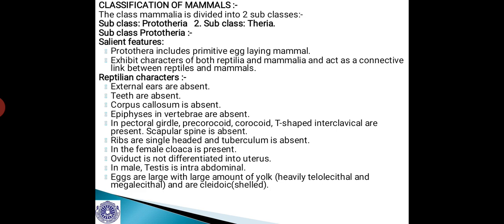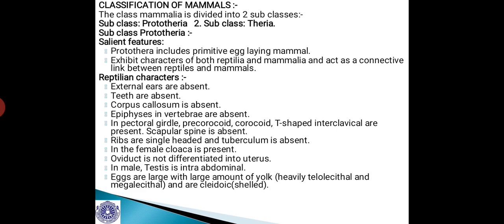And in the female, cloaca is present and the oviduct is not differentiated into uterus. And in male, testis is intra-abdominal. So in the previous slide, I told you that in the majority of mammals, especially in the males, the testes are found outside the abdominal region in sacs called scrotal sacs, but here it is a unique feature which is deviating from the typical mammalian characters. So there are no scrotal sacs here in the males.